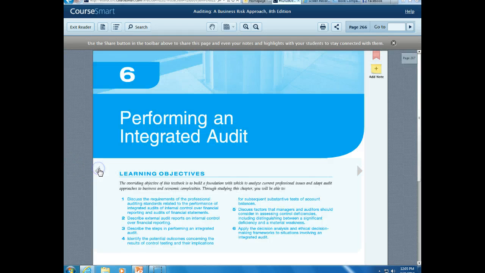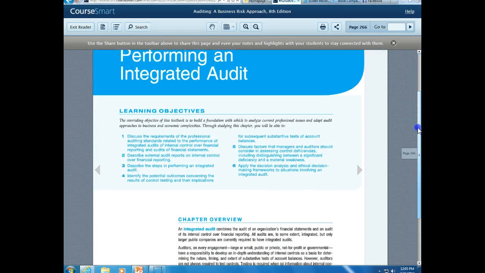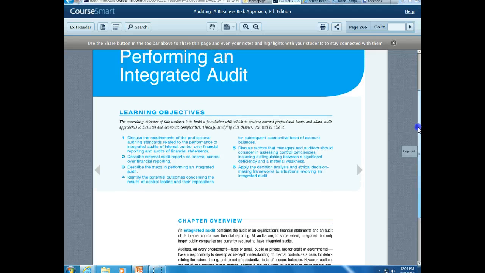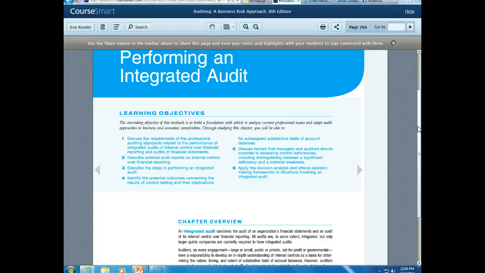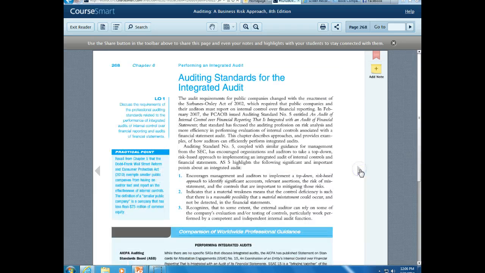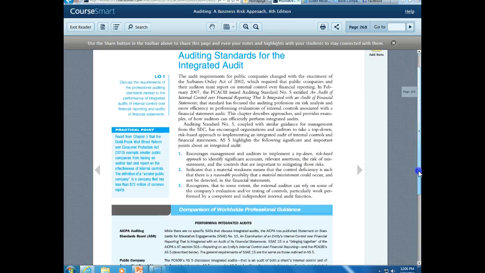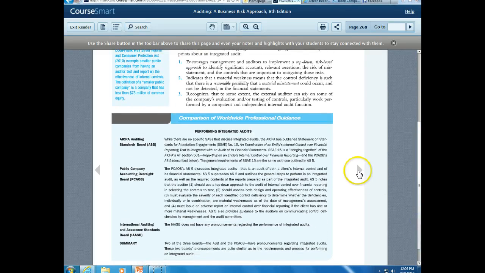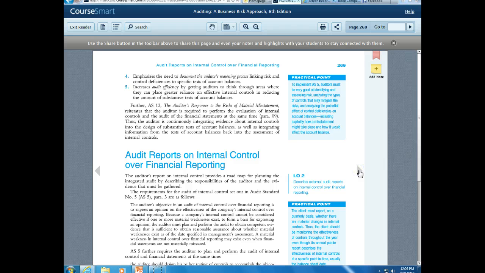So what we're going to talk about in this chapter is really what it means to perform an integrated audit. Now, really, the key on this integrated audit that occurred after Sarbanes-Oxley is that we really need to take a look at internal controls and prepare an opinion based on internal controls. So we're going to talk about that. What I'd like to do is do a little bit of the PowerPoint and then let's look at some of the problems, just so as we're understanding the chapter, then we put it to practice.